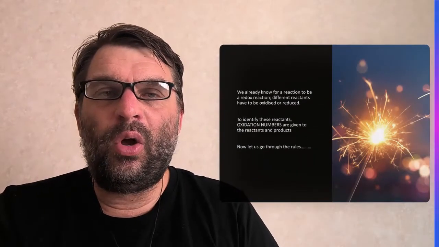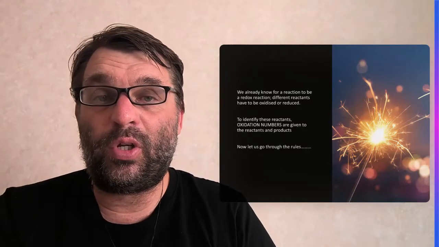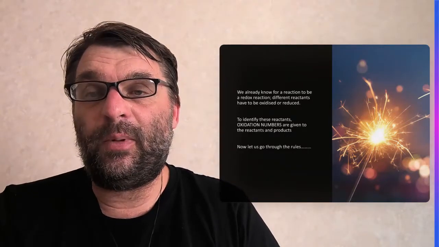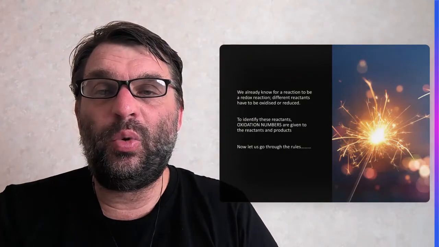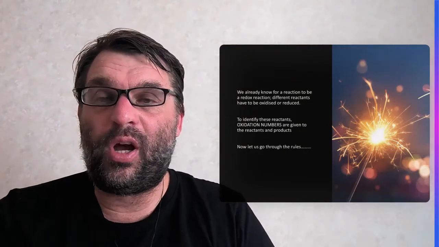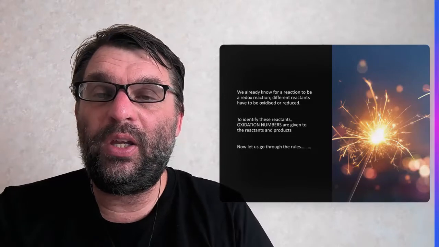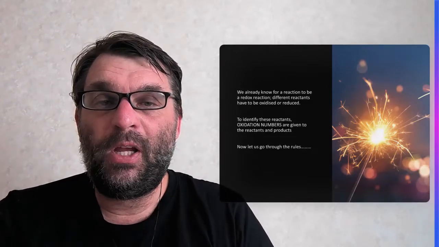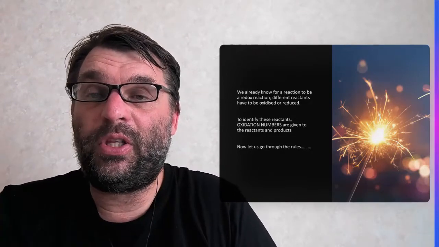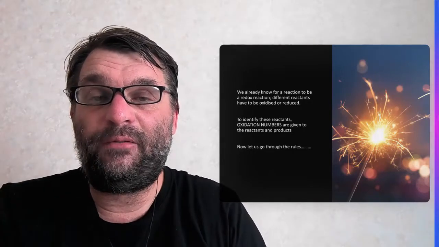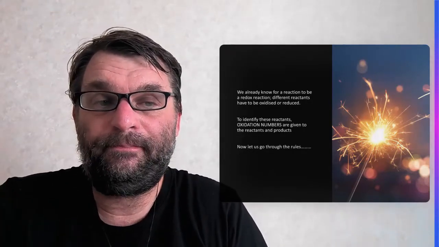So we already know for a redox reaction to occur, different species have to be oxidized and reduced simultaneously. So to identify which reactants get oxidized and which reactants get reduced, we can use oxidation numbers. So with oxidation numbers, there are a series of rules that you have to learn. So let's go through them now.